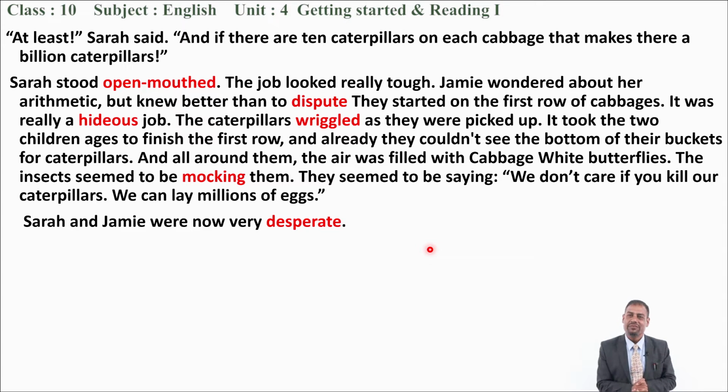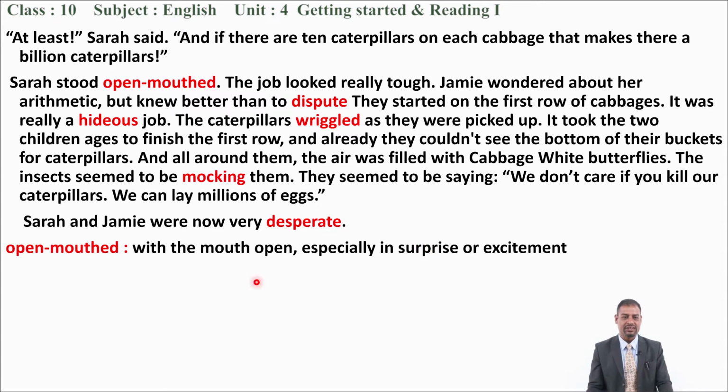Now, you can check your meanings with me, okay? See, open-mouthed means with the mouth open, especially in surprise or excitement. Dear students, I suggest you write down these words and meanings in your notebook, okay? So, what is the meaning of the word open-mouthed? Yes, with the mouth open, especially in surprise or excitement. When they saw a large number of cabbages and a large number of caterpillars, they were very surprised, excited and could not speak, and stood open-mouthed like this. So is it clear to you? Good job.